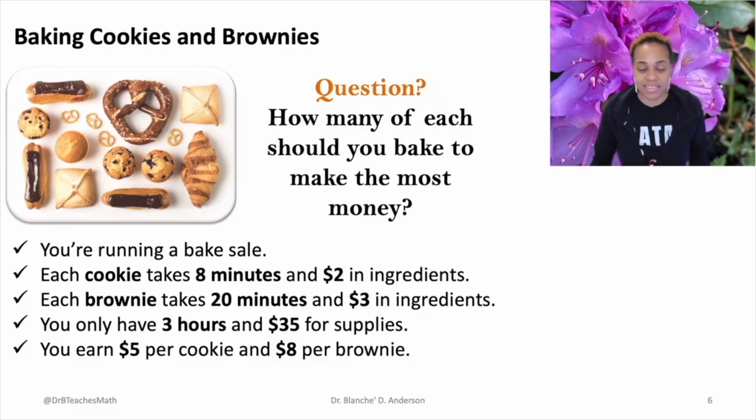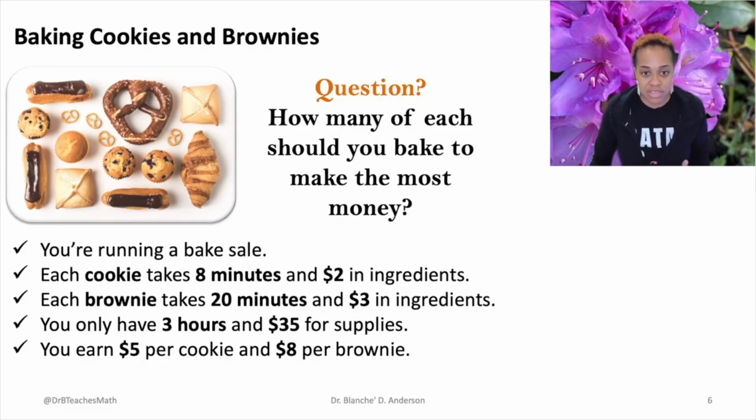So baking cookies and brownies, your goal or your objective is, okay, how much of each can I bake to get the most money? You're having a bake sale. Each cookie takes 8 minutes and costs you $2 in ingredients. Each brownie takes 20 minutes and takes $3 worth of your money for ingredients. You only have 3 hours to do all of this. You only have $35 in your budget for supplies, and you're going to sell the cookies for $5 each and sell the brownies for $8.